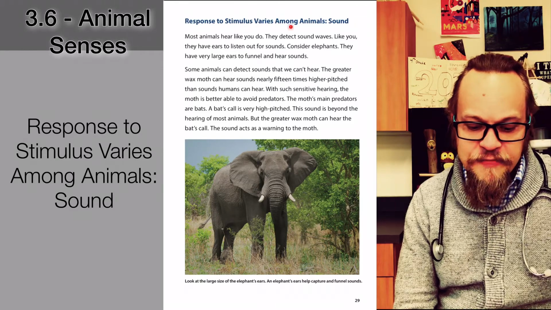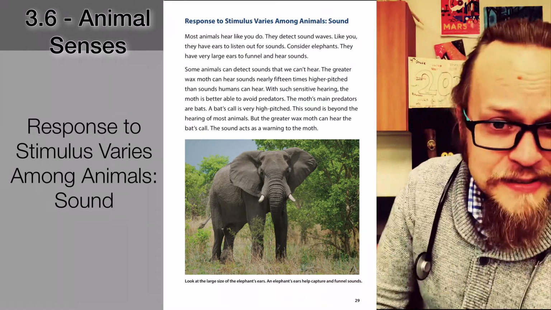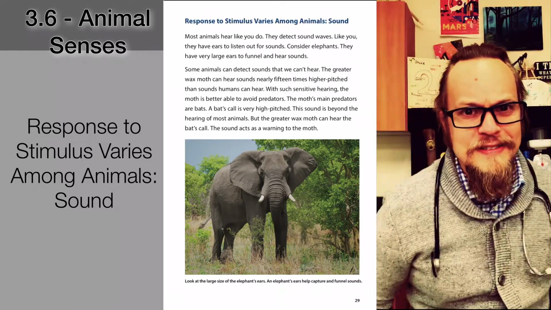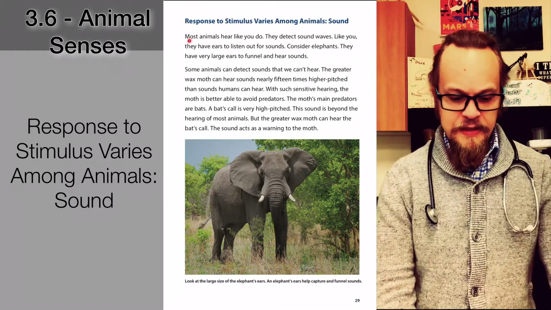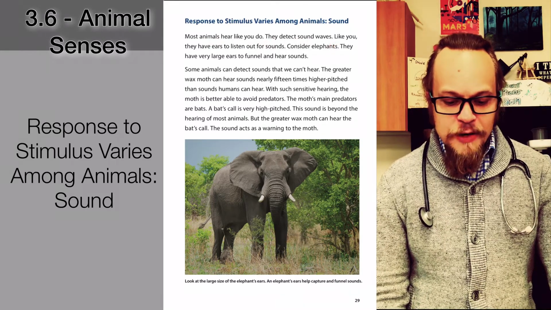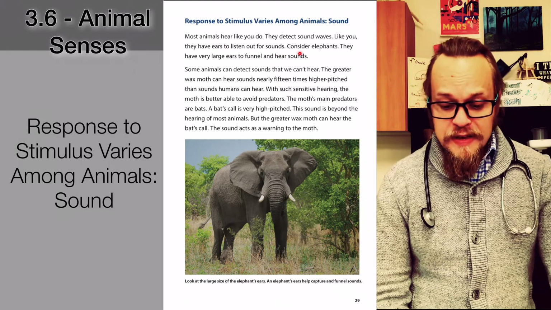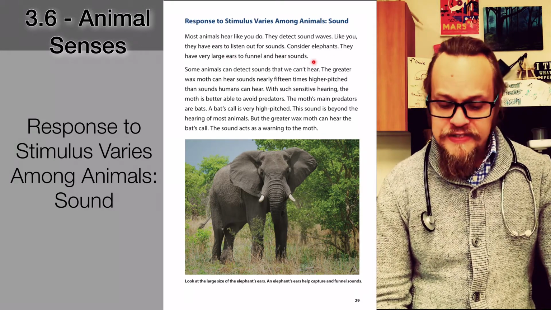Responses to stimulus vary among animals. Sound. Just because animals can see differently also means that animals can hear differently. Some animals have better hearing than others. Most animals hear like we do. They detect sound waves. Like us, they have ears to listen out for sounds. Consider elephants. They have very large ears to funnel and hear sounds.